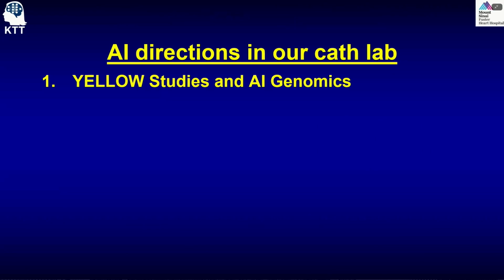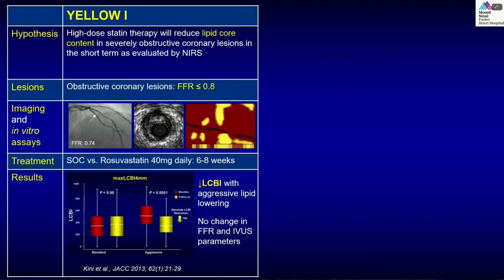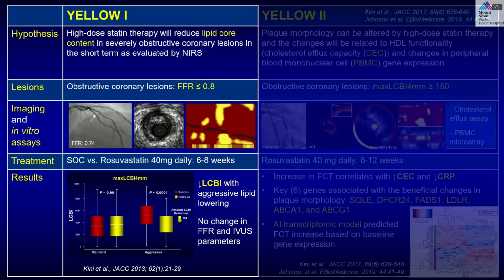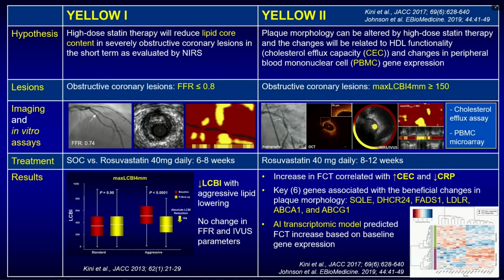So now, what we are doing is the YELLOW studies and AI genomics. We have used YELLOW for the last 15 years, working on various studies. The first one was YELLOW 1, in obstructive coronary lesions with less FFR. We used standard of care with rosuvastatin and showed a decrease in LCBI at 6 to 8 weeks. Then in YELLOW 2, we used imaging, both NIRS and OCT, again in obstructive lesions with lipid-rich plaque. This time we wanted to understand cholesterol efflux in patients, to see how exactly there is a change in their plaque morphology.